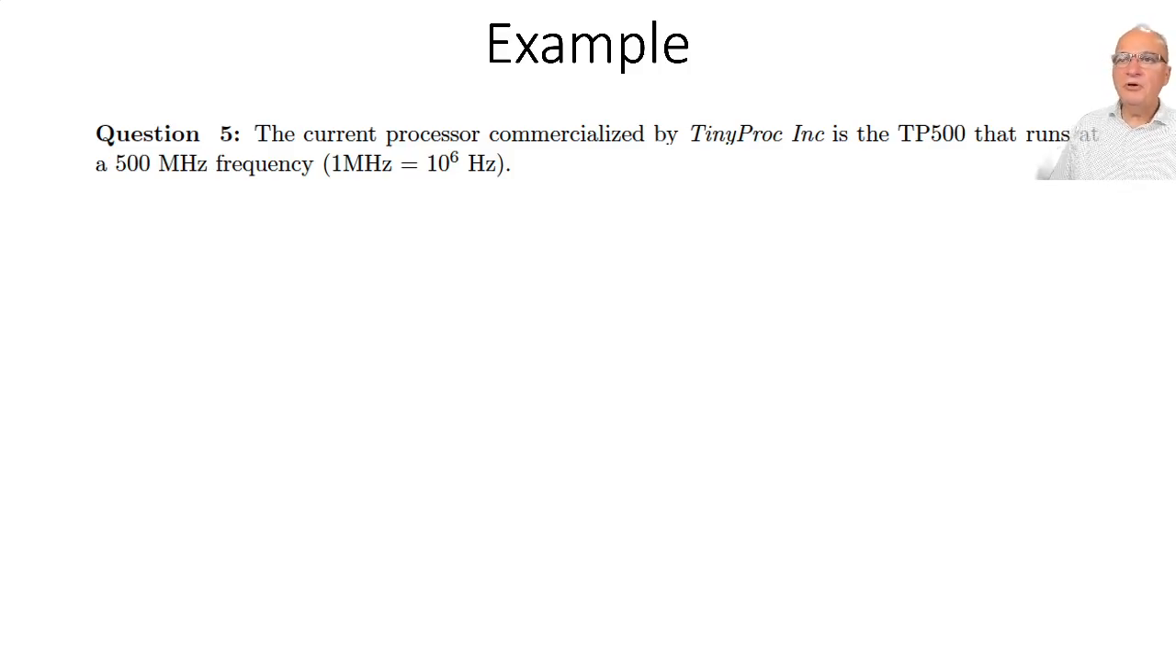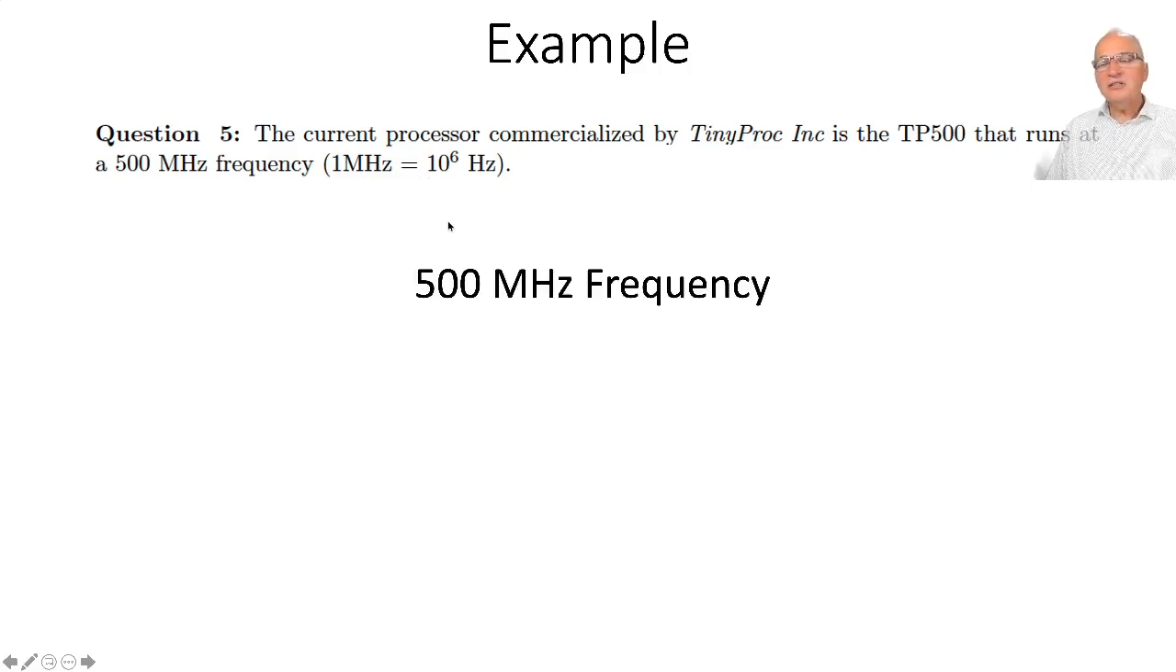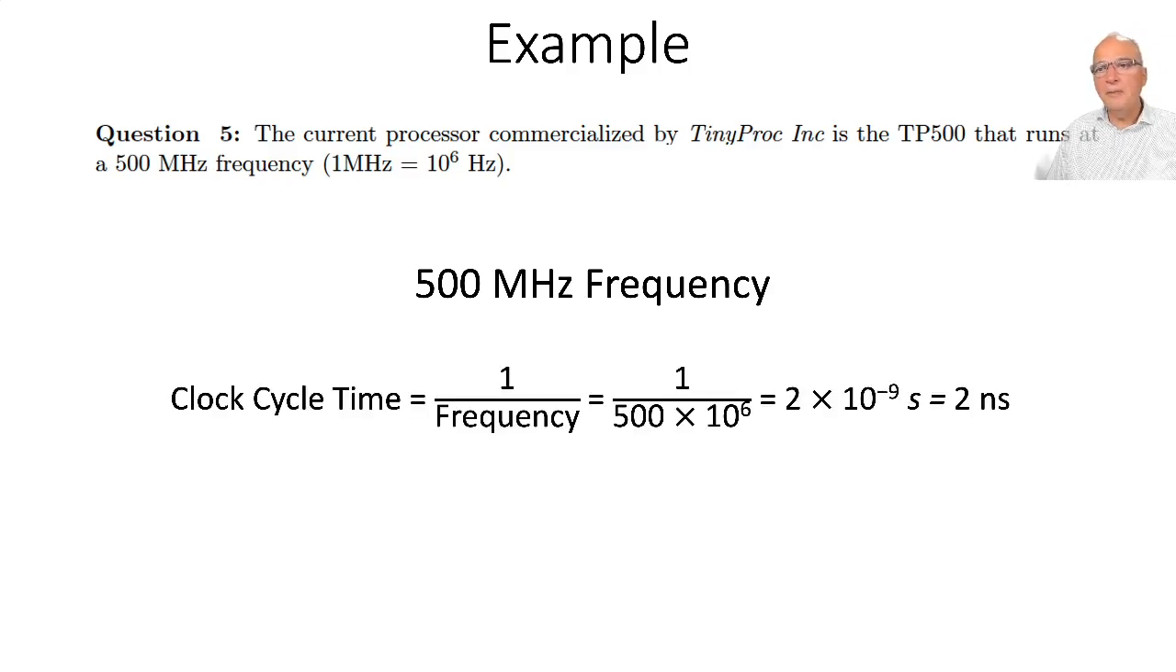So here's an example of the beginning of a question that appeared in an exam in 229 in the past. And the question starts saying, the current processor commercialized by TinyProc Inc. is the TP500 that runs at a 500 megahertz frequency, and the exam said that 1 megahertz is equal to 10 to the 6 hertz. So what this part of the question is telling me is that I have a clock running at 500 megahertz frequency. So from that, I can compute the clock cycle time.